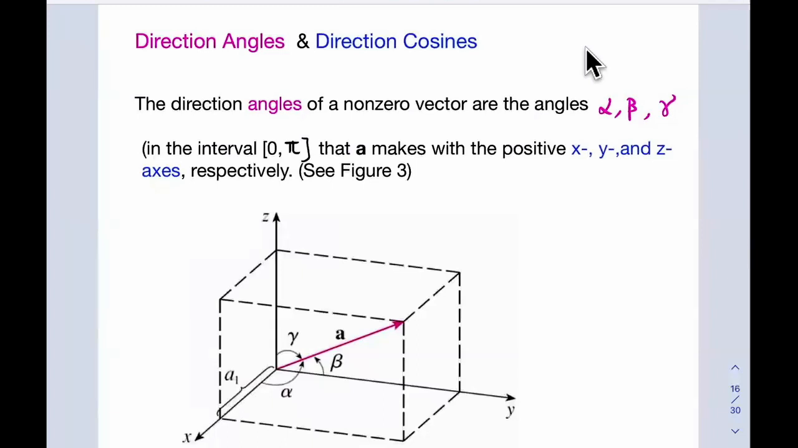The direction angles of a non-zero vector are these angles here. Picture is better than 1,000 words, so look at this picture. This is the vector, the pink one. Alpha is the angle from the positive x-axis to the vector, beta is from the positive y-axis to this vector, and gamma is from the positive z-axis to this vector. Those are called direction angles. In 3 dimensions, you have 3 direction angles: alpha, beta, gamma.